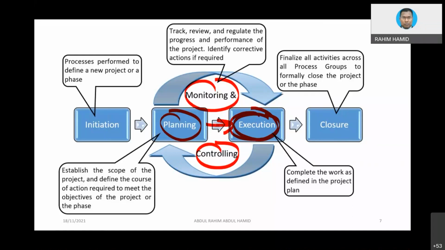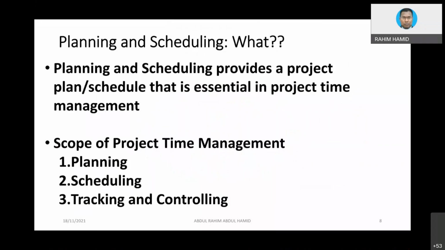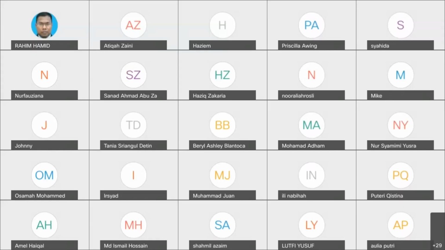So planning and scheduling. What is planning and scheduling? Planning and scheduling basically provide a project plan and schedule that is essential in project time management. So project time management is a big scope. And what could be the scope inside project time management? It basically consists of planning.